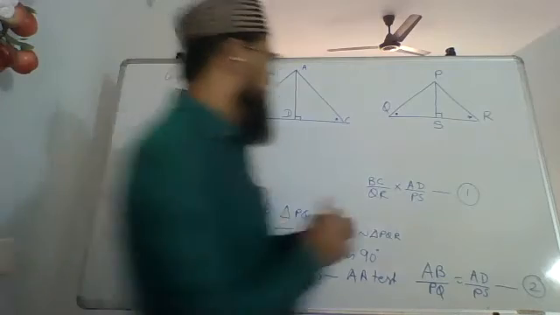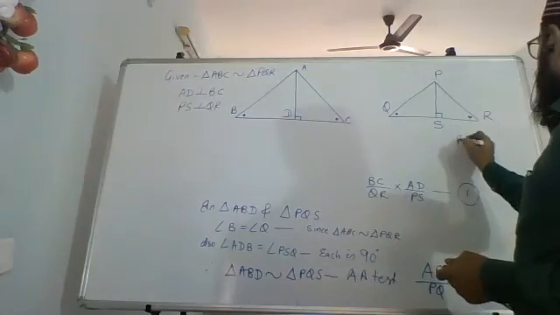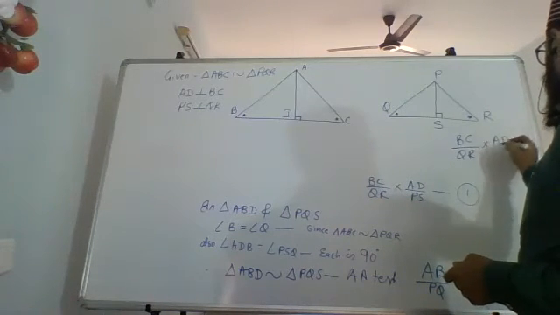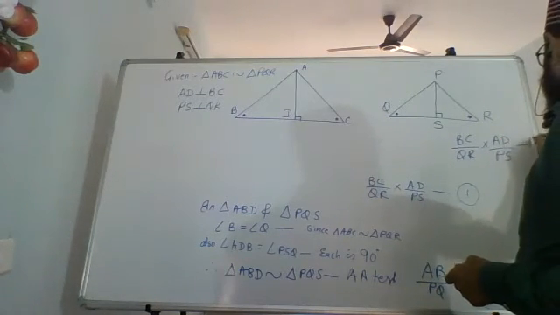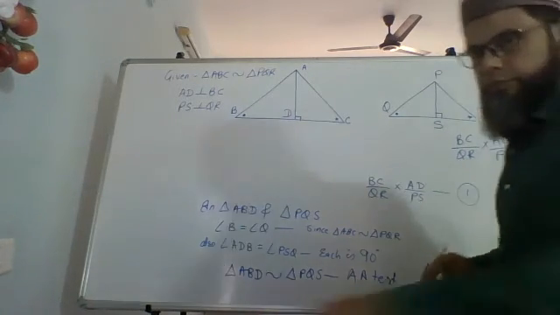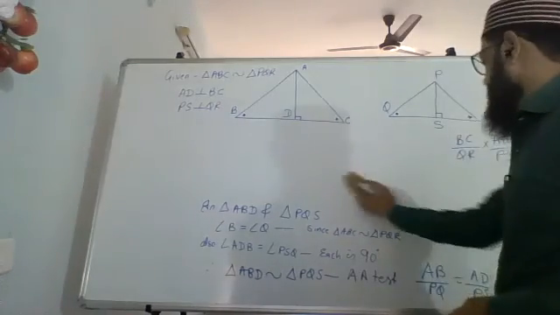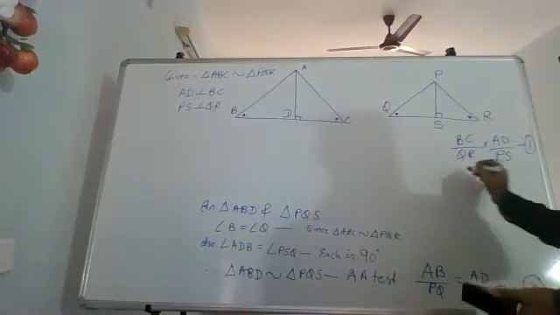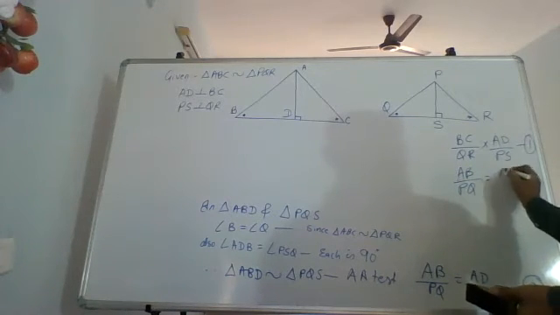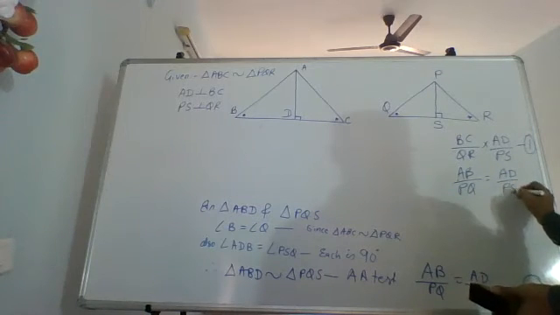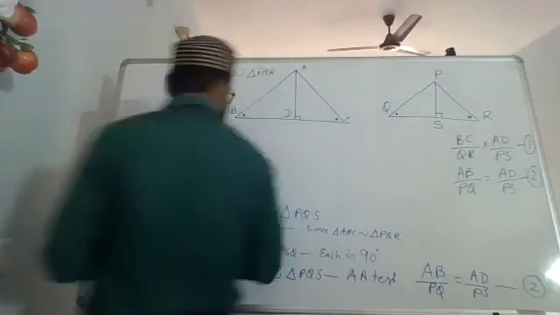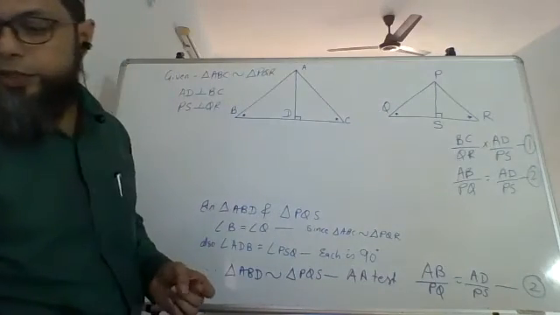First equation was BC upon QR into AD upon PS. This is equation number 1. And here I have now got AB upon PQ equals to AD upon PS. This is 2. So we've got both the equations.